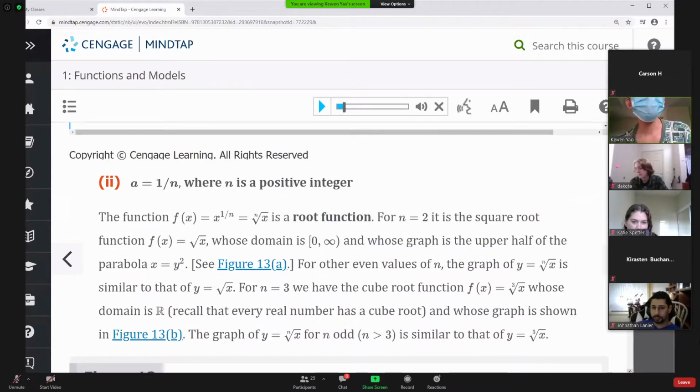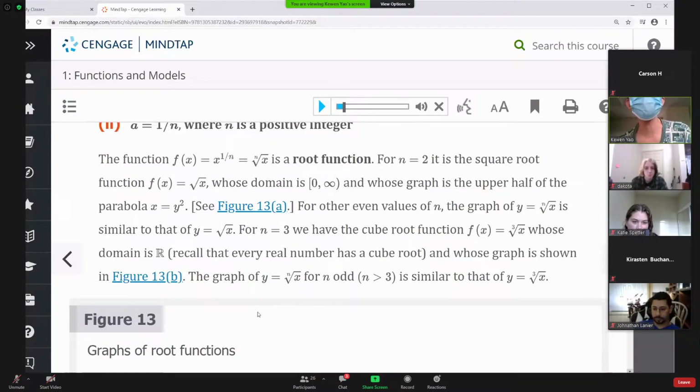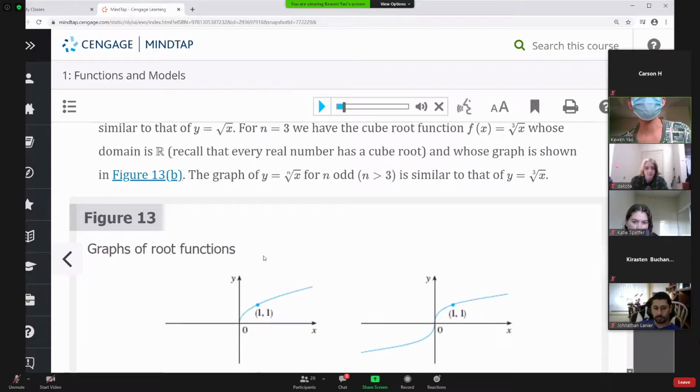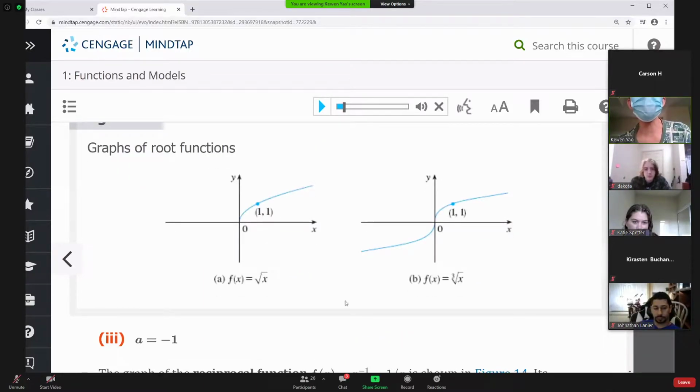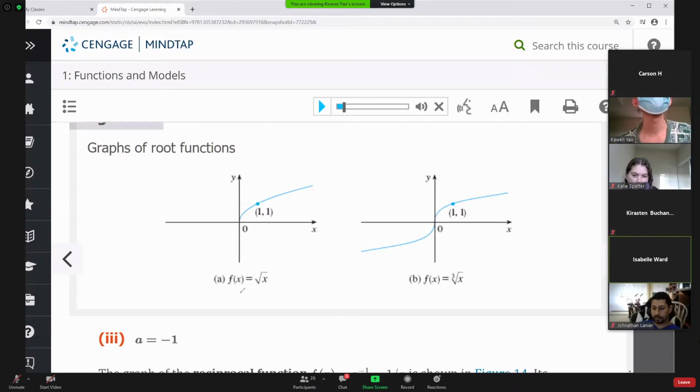Now, this is the picture for the root function, okay? This is what? This is the square root function. This is the cube root function, right? Here, this is the square root function, square root of x. This is the cube root, the cube root of x.